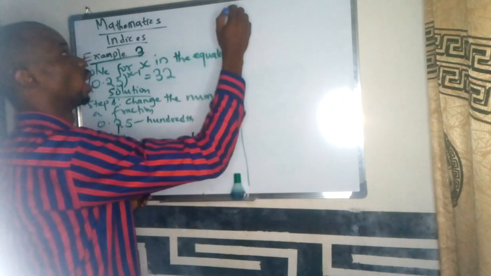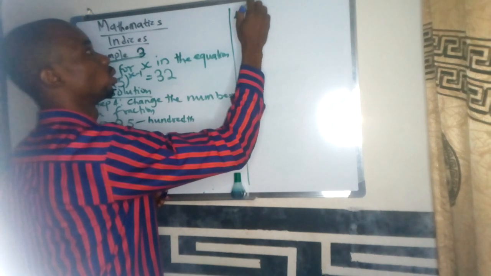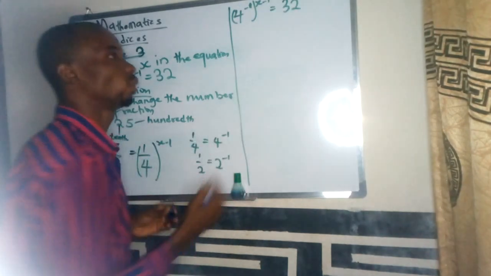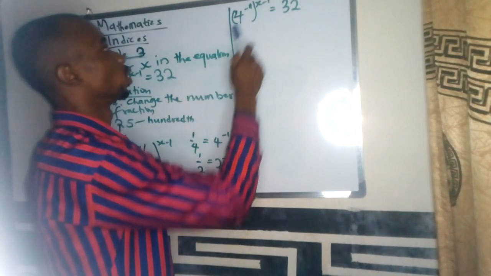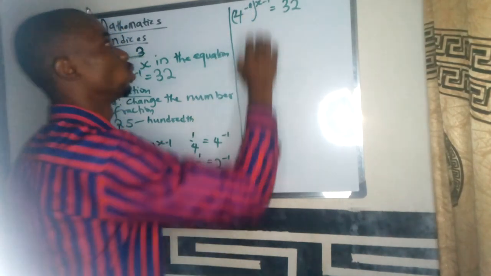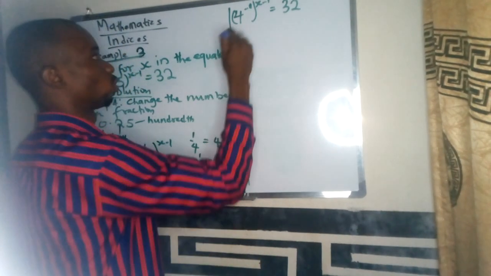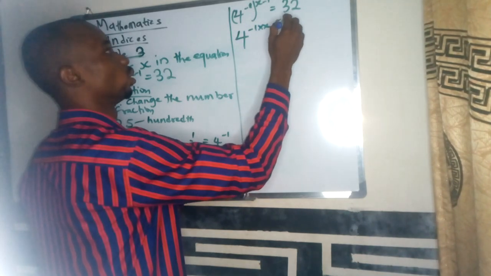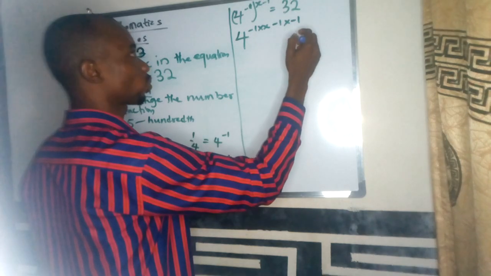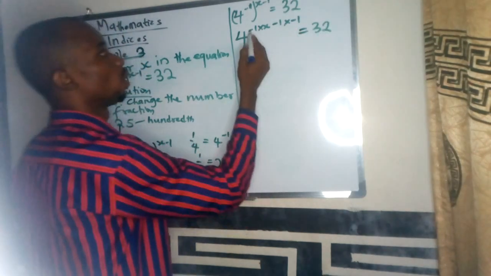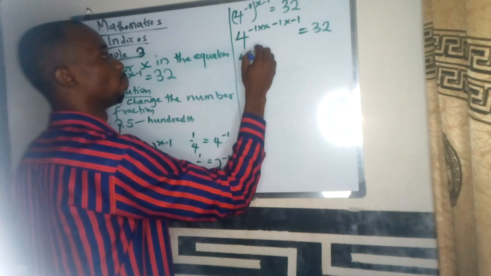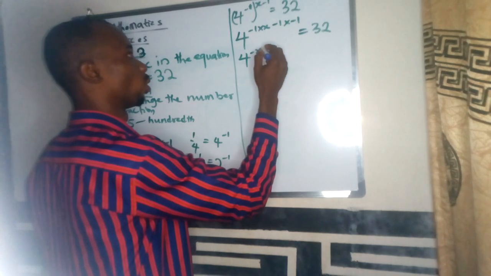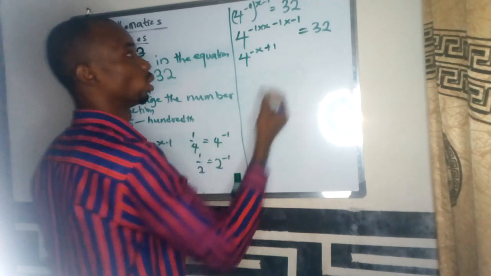So let's write it down where we have 4 raised to the power of minus 1, raised to the power of x minus 1, is equal to 32. Now again, you need to multiply the minus 1 that is outside by the ones inside. So you have minus 1 times x and also minus 1 times minus 1 is equal to 32. Minus 1 times x will give you minus x. Minus times minus is plus, and 1 times 1 is 1.